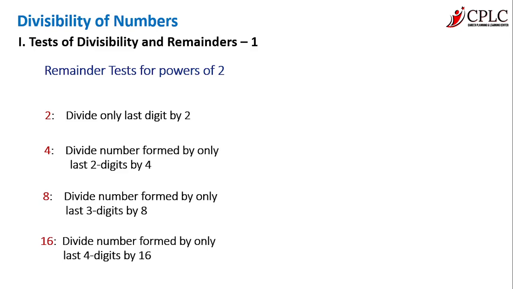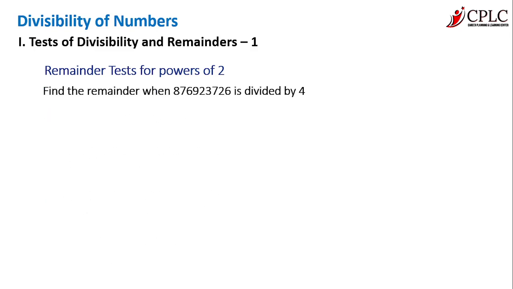Now, if we continue this further, let's talk about the next group, or probably let's do a small question also so that you get the application. Suppose this is the number and you want to find out what the remainder is when this number is divided by 4. Naturally, if you are doing this, what you would have done is divide this number by 4 to find out the remainder, correct?